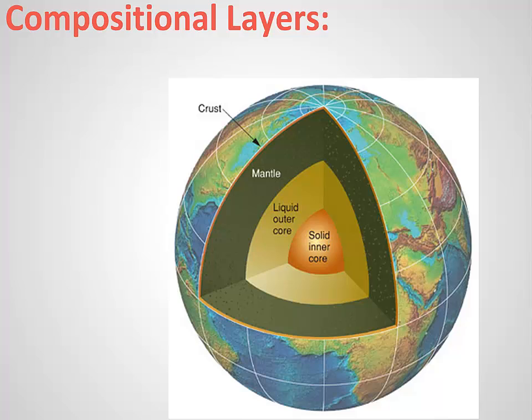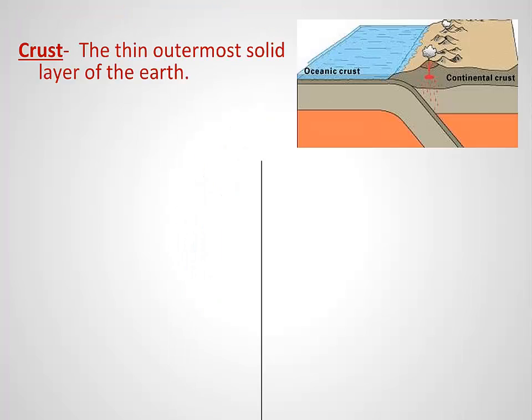Let's talk about the compositional layers, because these are the ones you're actually familiar with. You've got the crust, the mantle, the core, which is actually inner core, outer core. Now the crust isn't that simple. There's actually two types of crust.